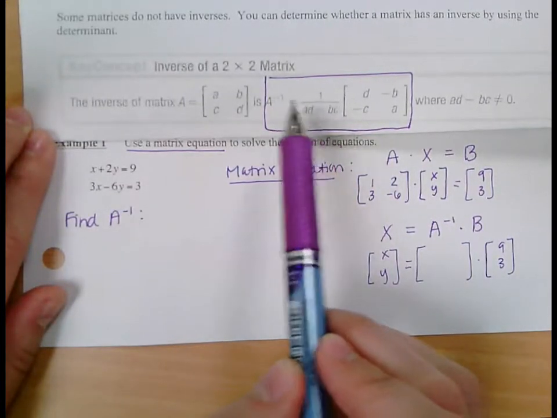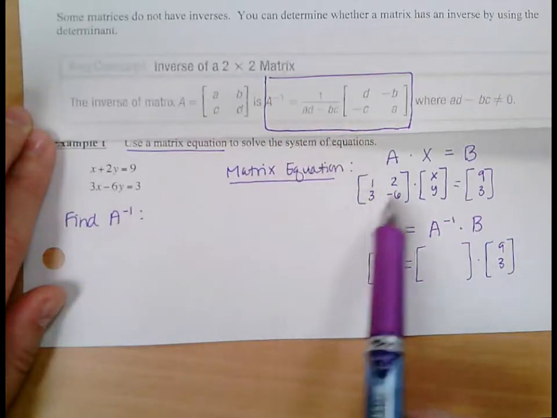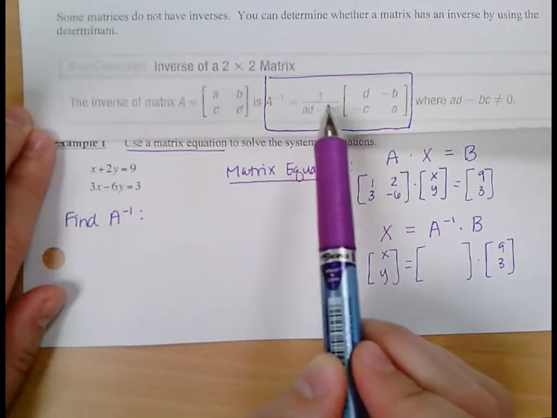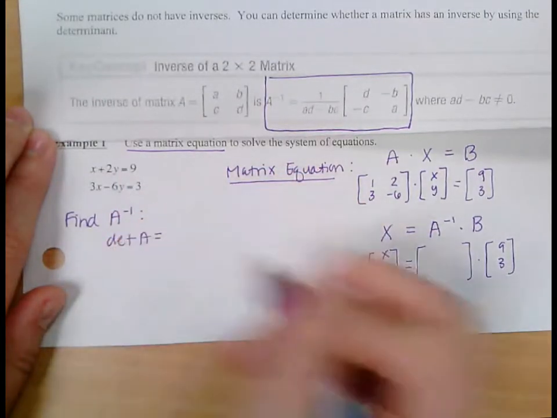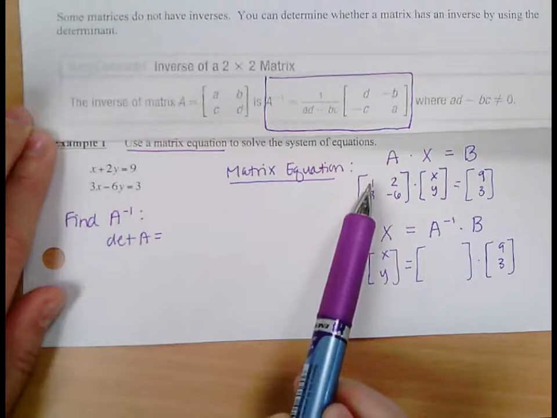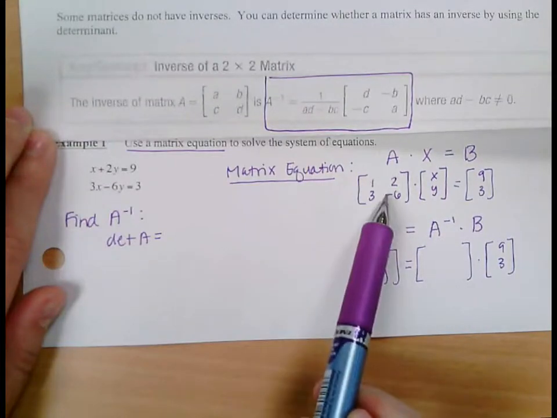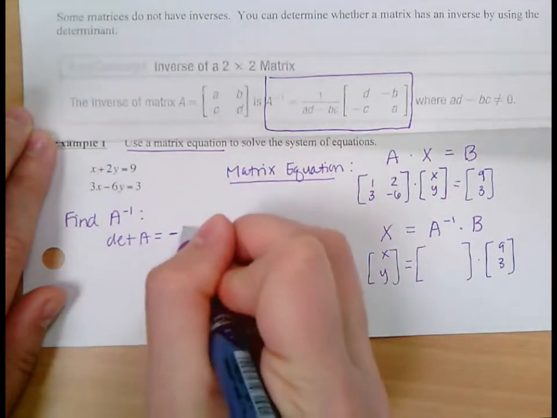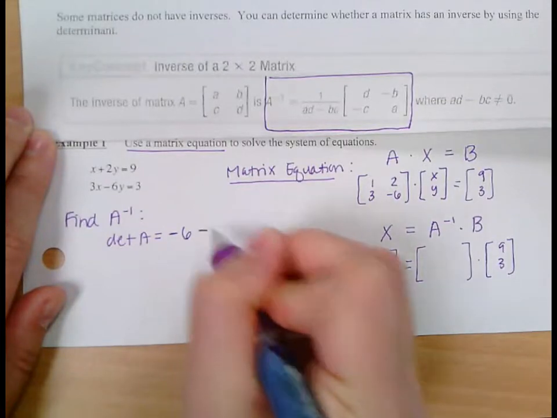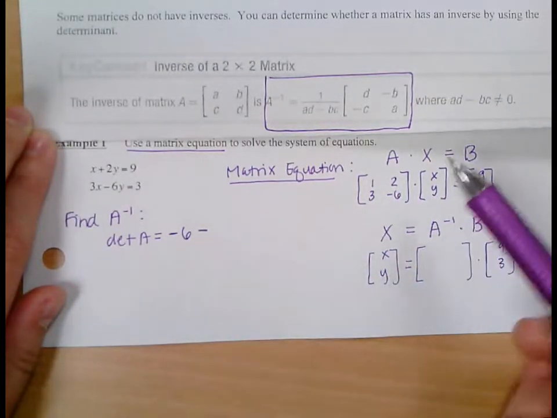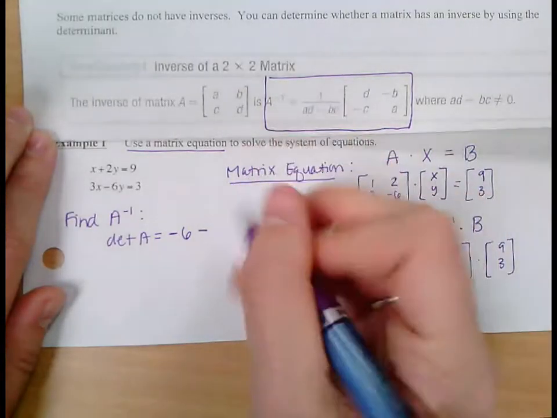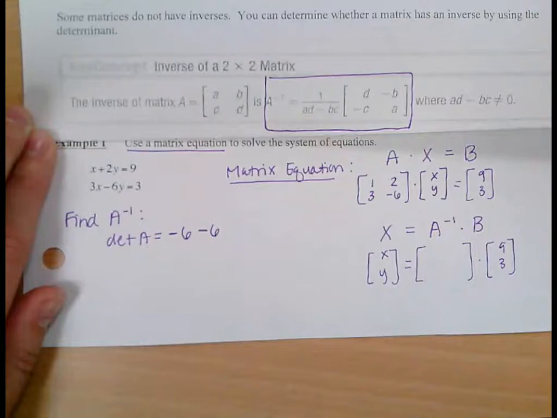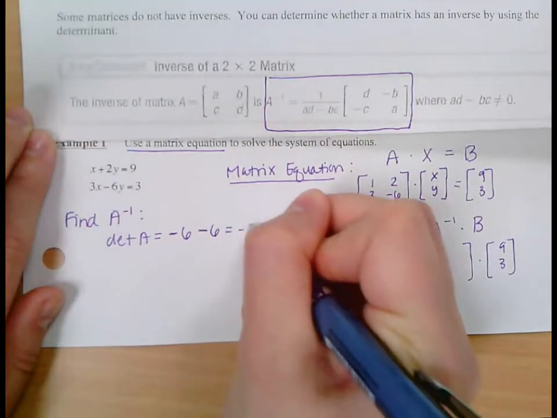So I first need to find the determinant of A, because that's going to be this denominator here. So the determinant of matrix A will be, and that's where I start with the product of my main diagonal. 1 times negative 6 is negative 6. And then make sure you are subtracting, not adding, your next product, which in this case is 2 times 3, which is 6. So I have negative 6 minus 6, and that's negative 12.